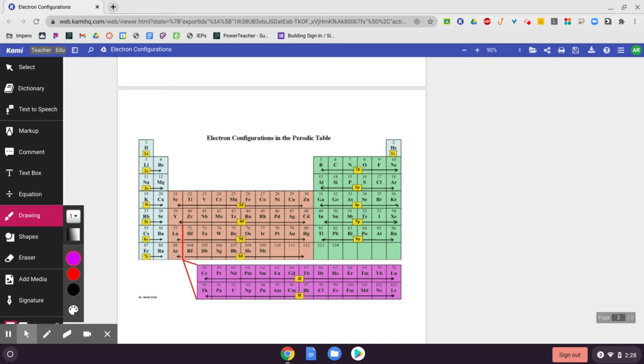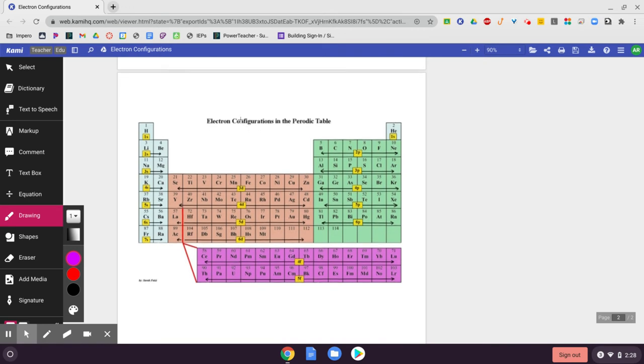So notice that helium, even though it's over here with the rest of P block, is colored blue. And that is because helium is actually part of S block because it only has 2 electrons. Its atomic number is 2, and they exist in the first energy level within the S orbital. So that is why helium is part of S block.